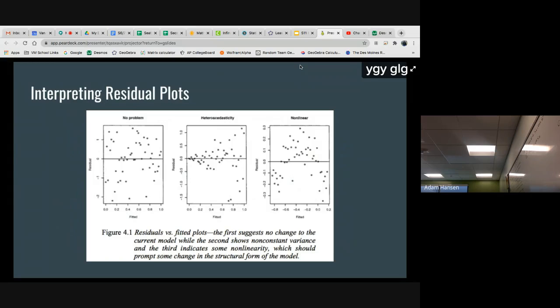That one on the far left is probably an example of a residual plot for a true line of best fit, because there's equal variance from left to right in the residual plot. There's a similar spread in the values on the left in the residuals as there is on the right.